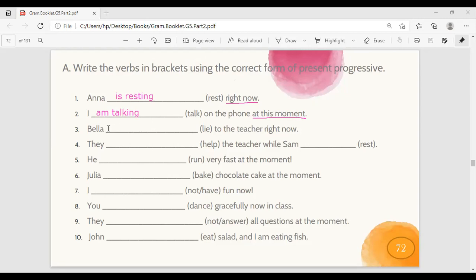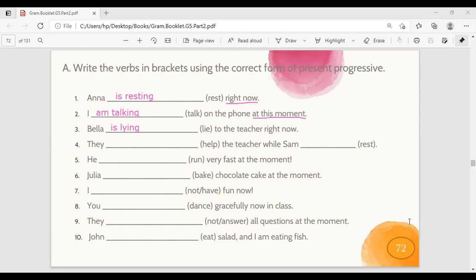Majid. Bella is lying to the teacher right now. Any necessary changes to the verb? No. So we write lying like this. No, it will be lying. Excellent. Lie ends with IE, so we have to cross out the IE and add YING. Thank you, Majid.